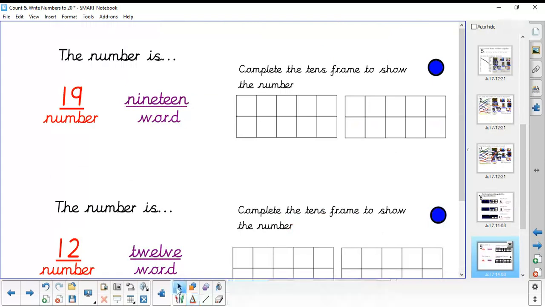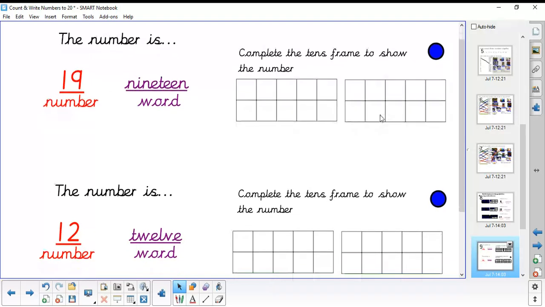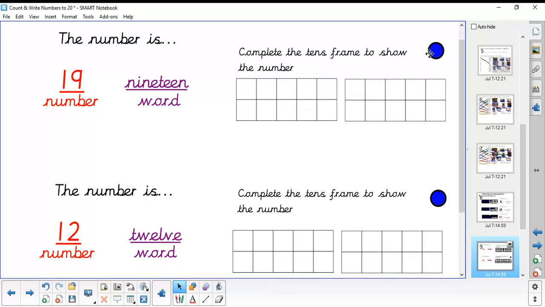So now what I want you to do is to draw some 10 frames. You won't need more than 2 10 frames to represent the number. The first number is 19, and it's written down like this. Pause the video, draw out the 10 frame, and have a go at representing this number. You can also do that for number 12 as well.